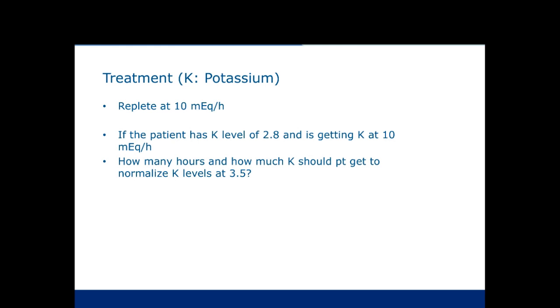So for that, we need to know how the changes in potassium affect that. So for every 10 milligrams of potassium, your potassium level should go up by 0.1. So from 2.8 to 3.5, you need about 70. And remember, we don't want to give more than 10 milligrams per hour. So over 7 hours.